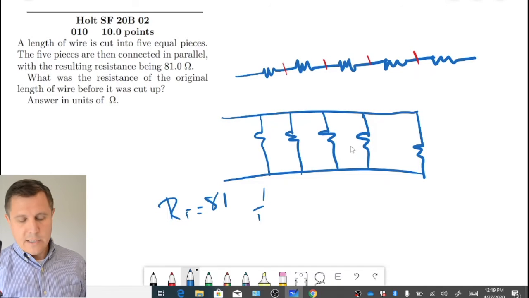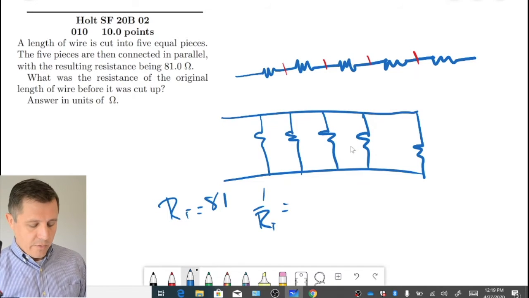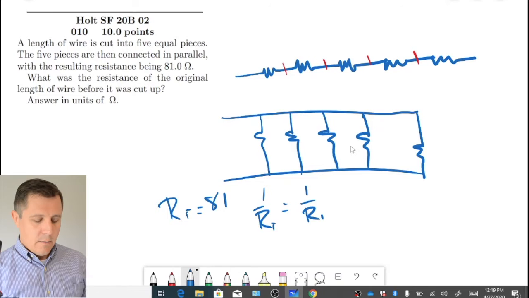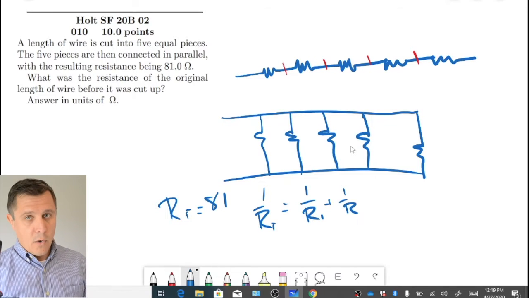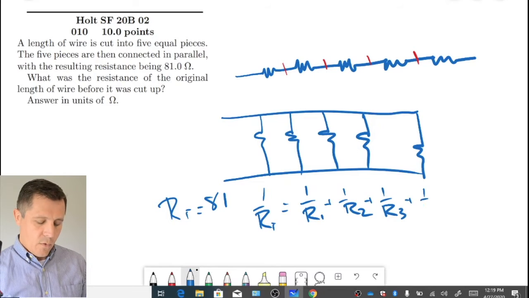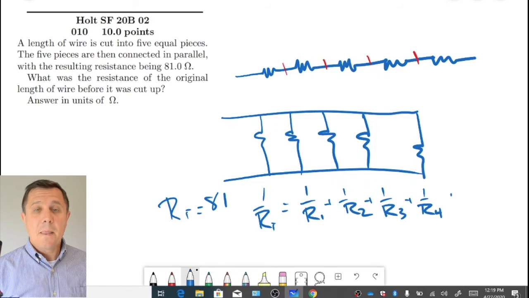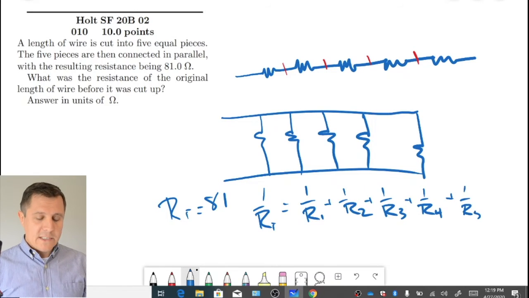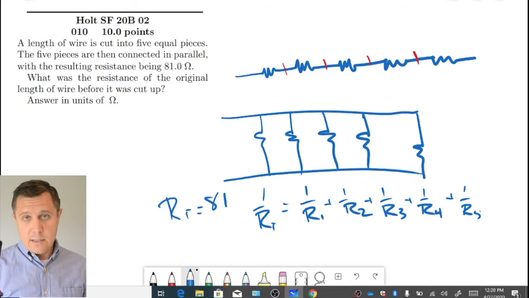So the total resistance, though, we're working backwards this time. The equivalent resistance is 81. But the equation is 1 over R total is equal to 1 over R1 plus 1 over R2 plus 1 over R3 and 1 over R4 and 1 over R5. But what we're saying is that they're all equal. So they all have equal resistance.